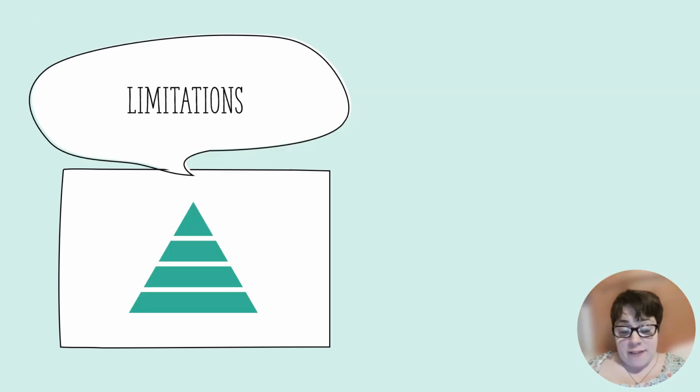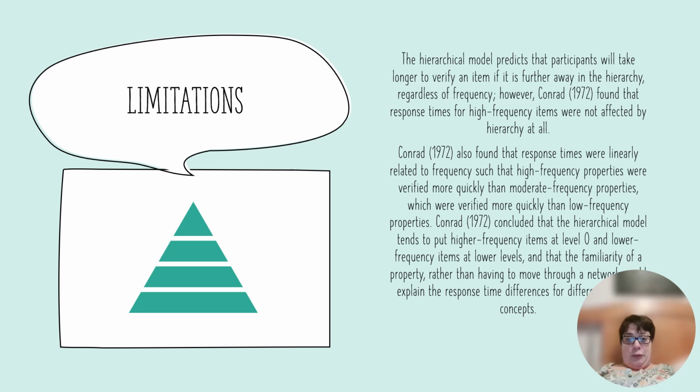So, despite the fact that the hierarchical model predicts the different examples I just showed you on the previous slide, there are several limitations with this theory. First, in 1972, a researcher by the name of Conrad discovered that people are slow to verify strange sentences, such as a canary has skin, because it's very unfamiliar, rather than because of the large hierarchical distance between the concept and its property. Thus, the key findings do not actually provide much support for the model.